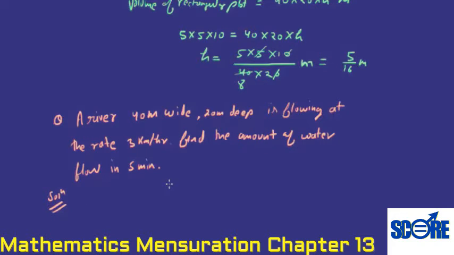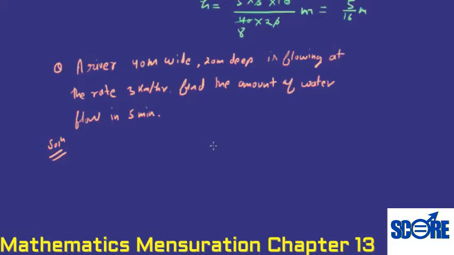So in this question, we are given a river which is 40-meter wide and 20-meter deep. Let's say this is 40-meter wide and this is 20-meter deep. We are drawing the cross section of the river. This is nothing but the cross section of the river, which is flowing.